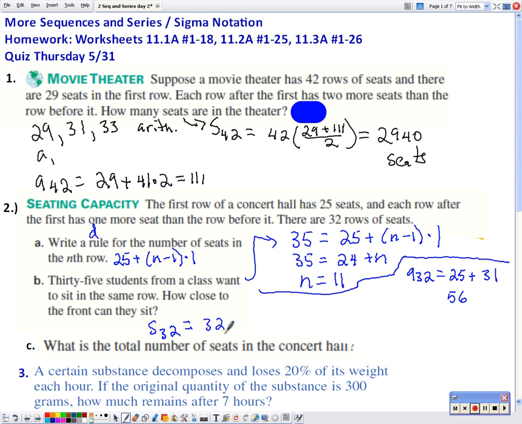So it's going to be 32 times 25 plus 56, over 2. So that's going to be 1,296 seats.